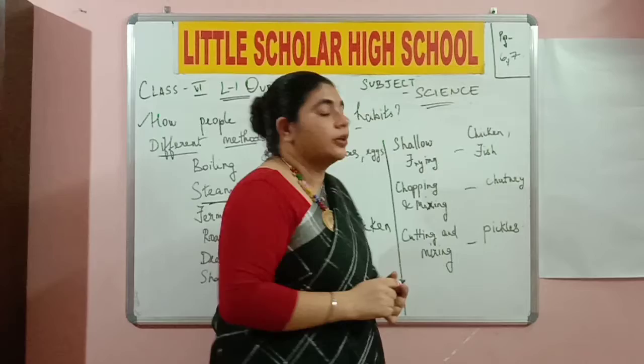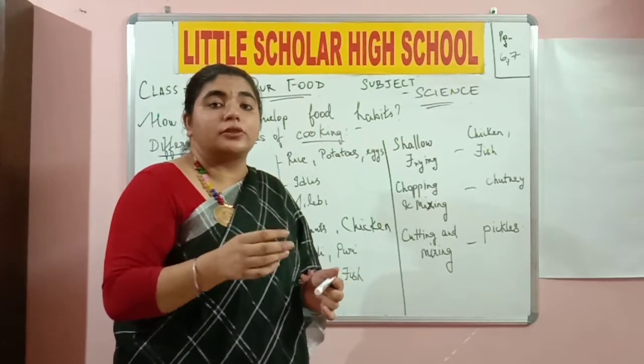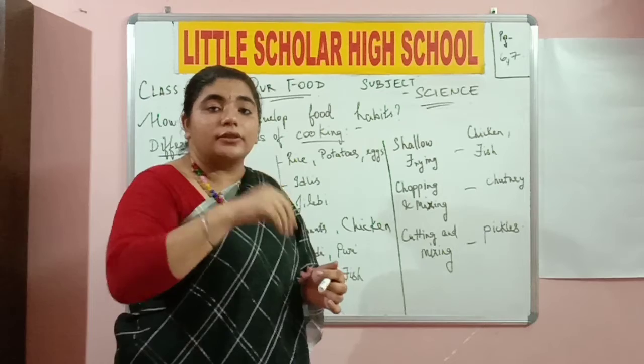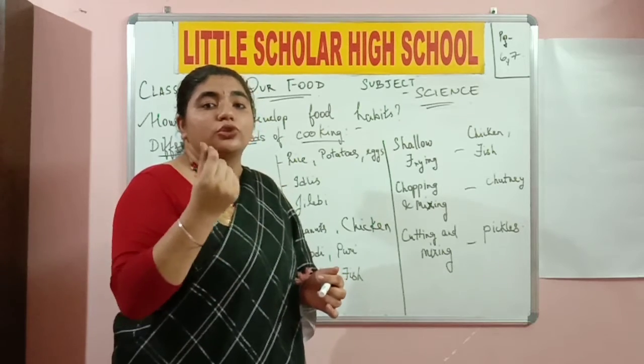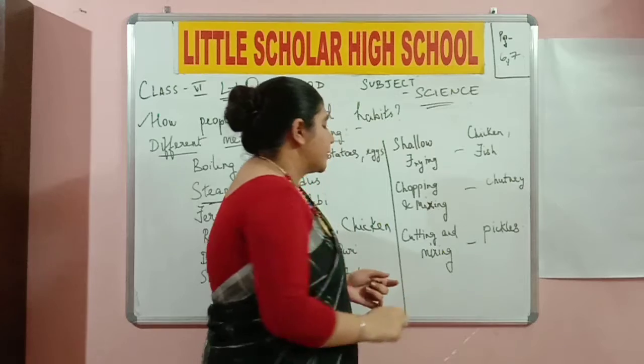Then chopping and mixing. For example, in coconut chutney, you're going to chop the coconut pieces, then you're going to mix them in the grinder, add the spices, the til, the sugar, the salt, and then make the chutney. That is chopping and mixing.